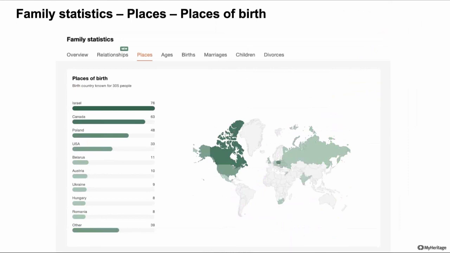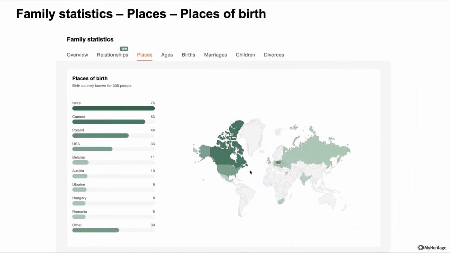And out of those, I can see the breakdown of the top countries. I have a lot in Israel. I am originally from Israel, so that makes sense. Canada, which is where I live now, and my wife's family is from, so a lot from there. Poland, a lot of Jewish ancestry came from there, USA, and so on.